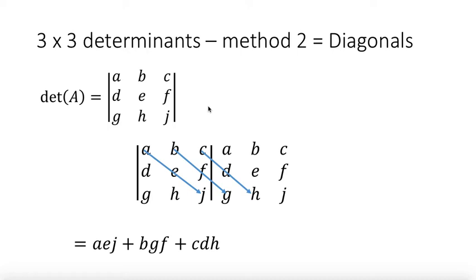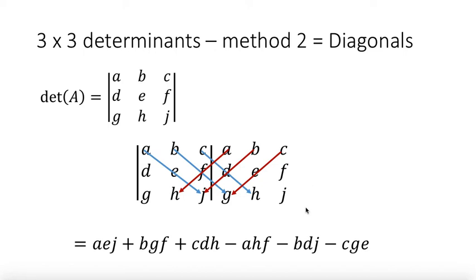Then you subtract the diagonals going the other way. So A F H, you subtract that. B D J, subtract that. And C E G. So we add going from left to right and we subtract going from right to left. Or the blue we add, the red we subtract. And this little formula here is the same one we got when we did our minor expansion.